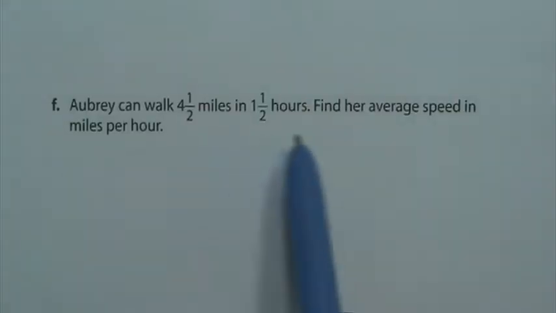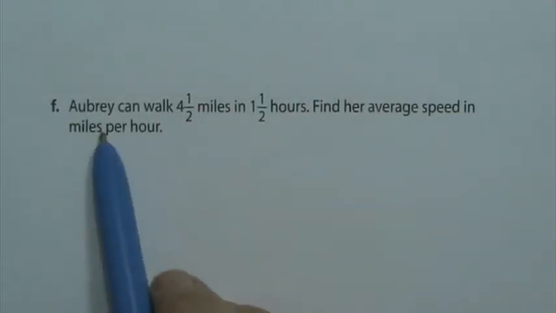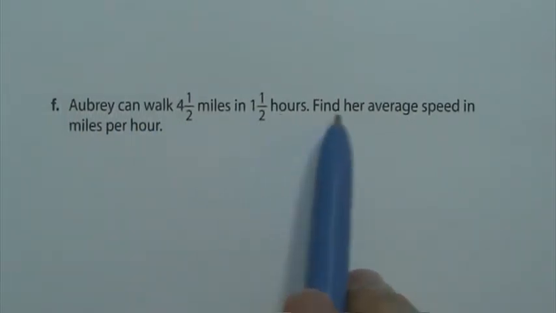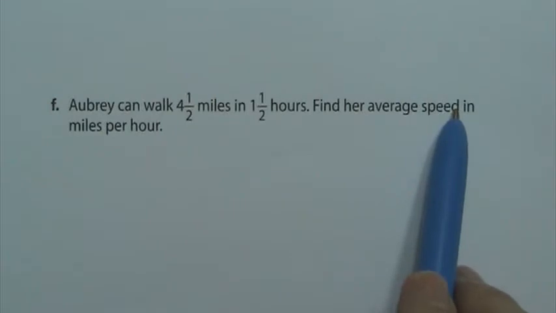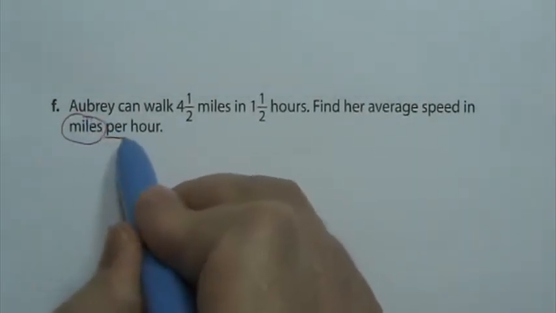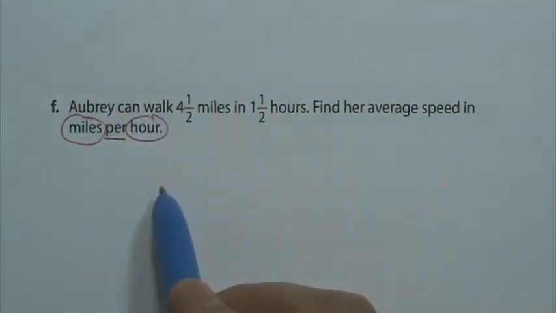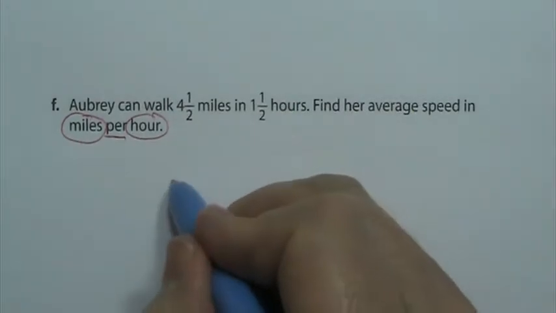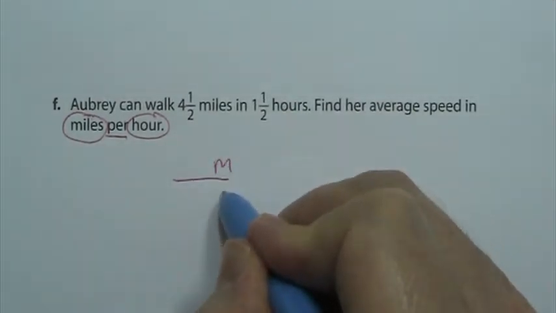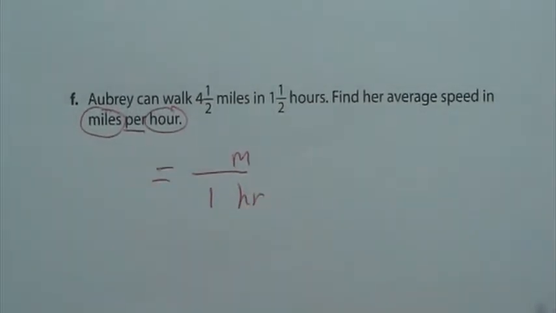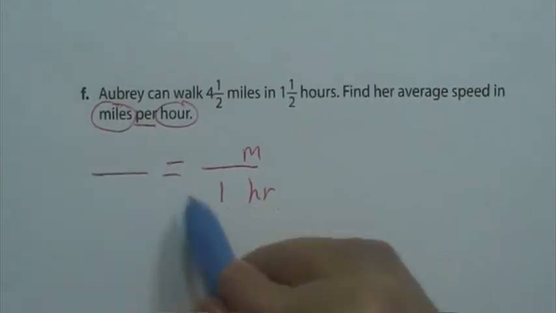Okay, so I just put on a separate paper, but it's the same problem. So let's see. Aubrey can walk 4.5 miles in 1.5 hours. Find her average speed in, now here's the clue, miles per hour. That means in 1 hour. Miles in 1 hour. So what we're looking for, you have miles, you have hour. In 1 hour, how fast is she going?